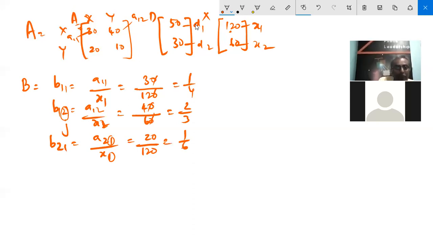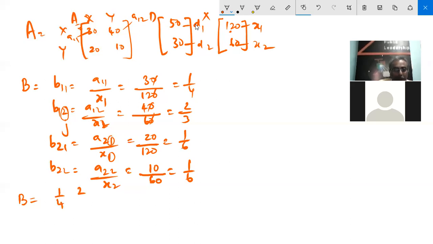Now B of 22 is equal to A of 22 by X2 again. This is 10 divided by 60. That is also 1/6. So B matrix equal to 1/4, 2/3, 1/6, and 1/6. This is the final rate matrix we have to work with.